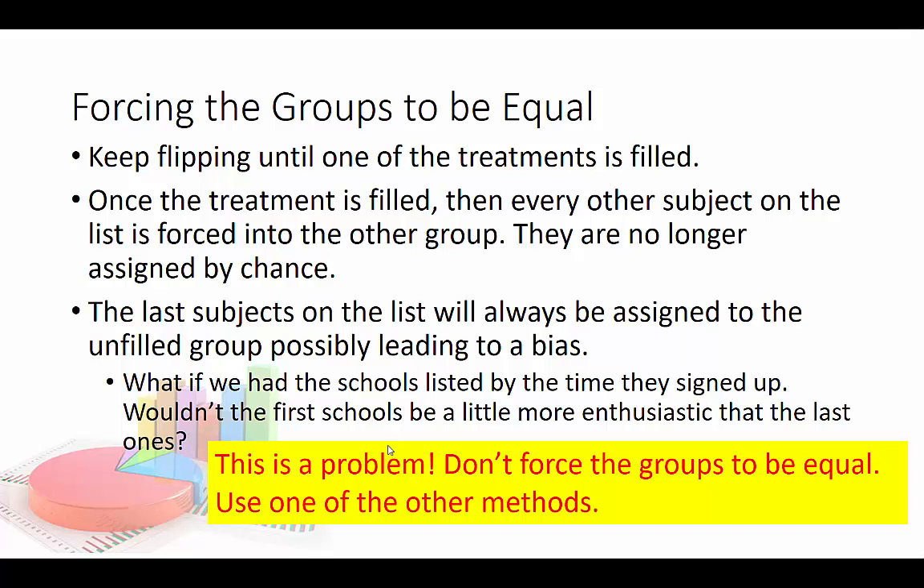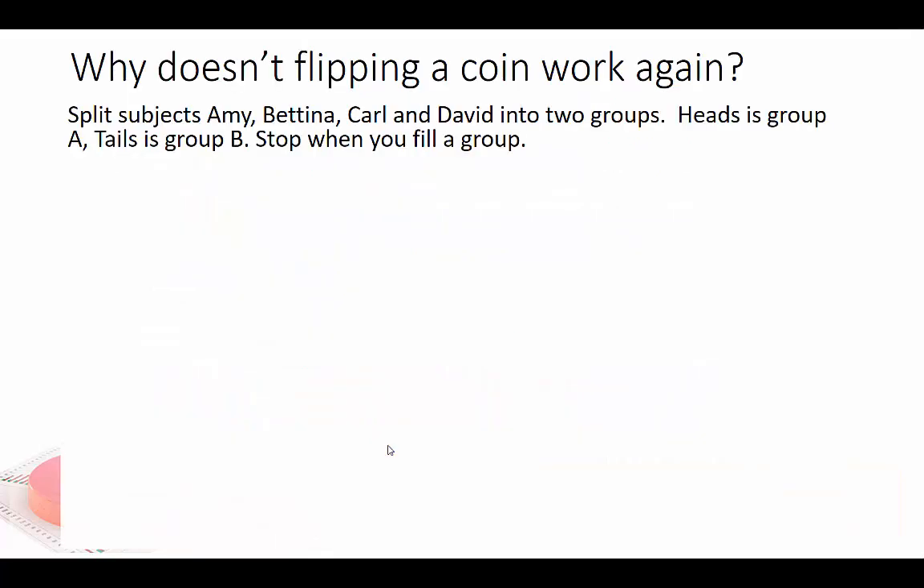Now, you're probably still saying, I really don't understand why flipping a coin doesn't work. So let's revisit a warm-up problem we did. We split subjects Amy, Bettina, Carl, and David into 2 groups. And the groups are going to both be size 2. Heads is group A, tails is group B. Stop when you fill a group. So to get Amy and Bettina in one group, that would be heads, heads.